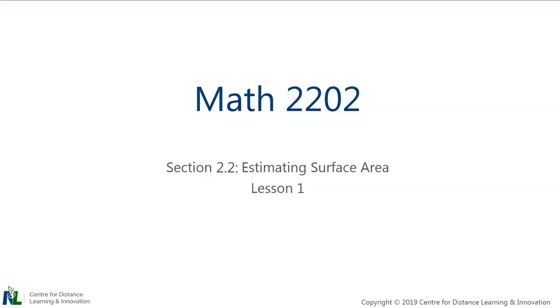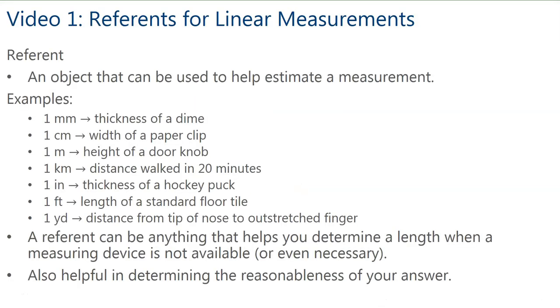Welcome to Estimating Surface Area. Here we'll look at referents for linear measurements. Now, a referent is an object that can be used to help estimate a measurement. An example of a referent for 1 millimeter is the thickness of a dime.